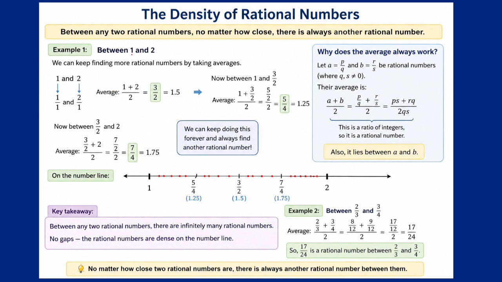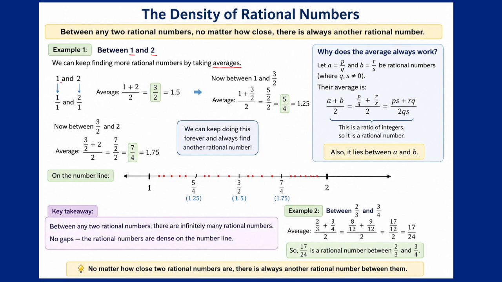Now, let's take, for example, the numbers 1 and 2. These are also rational numbers. They are also natural, they are also whole, they are also integers, and they are also rational. So we can keep finding more rational numbers by taking their averages. How do we calculate the average? We add the numbers and we divide by the number of values, isn't it?